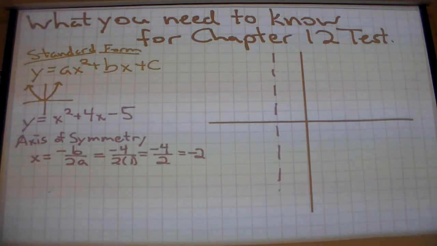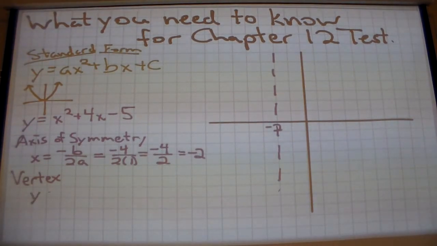So if I had this eventually graphed, I could fold it on that line at negative 2 and it would match up. It's symmetrical right there. That also means that's where the vertex is. It's on that line. So we use the axis of symmetry to get the line, but we also use that to get to the vertex. So now that we have it, to find the vertex, you plug the negative 2 into the equation.